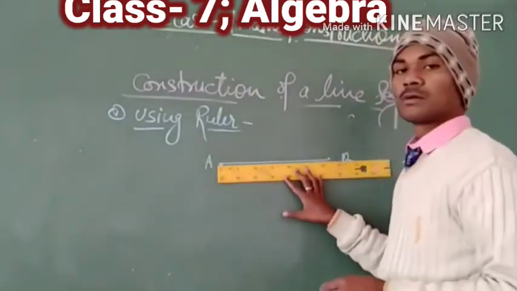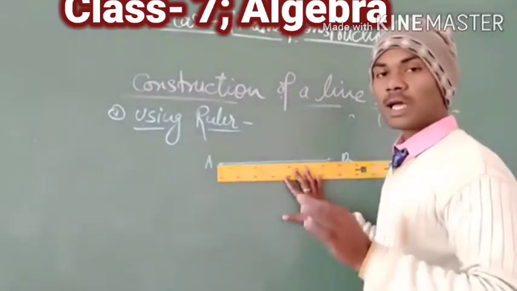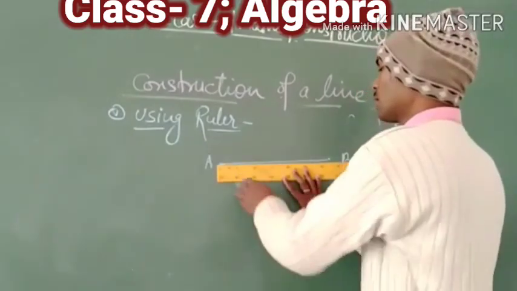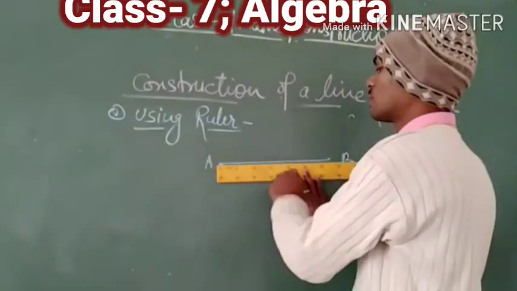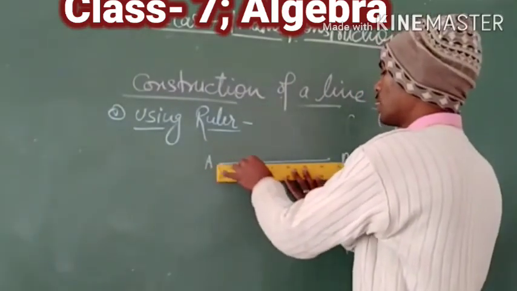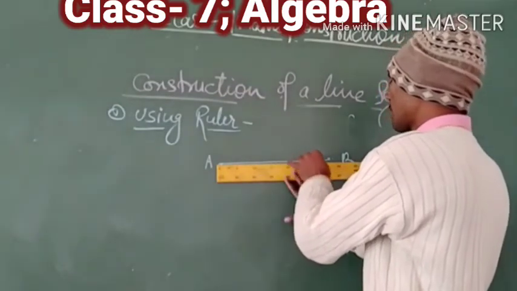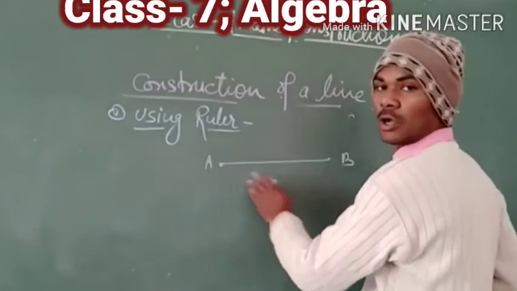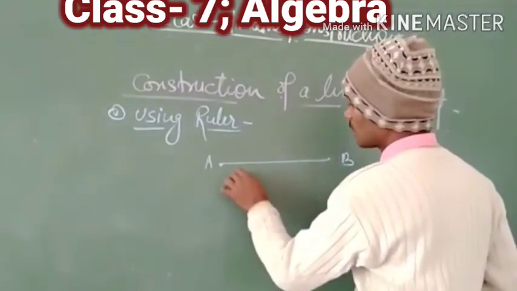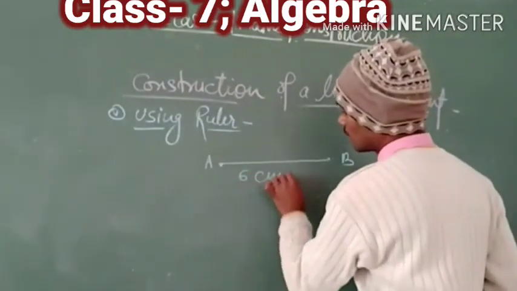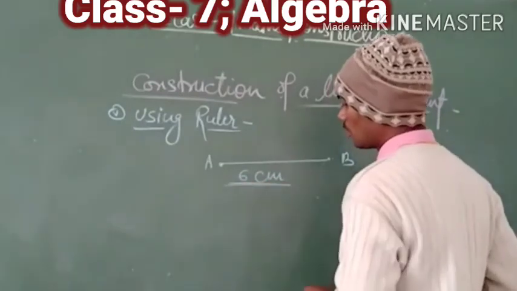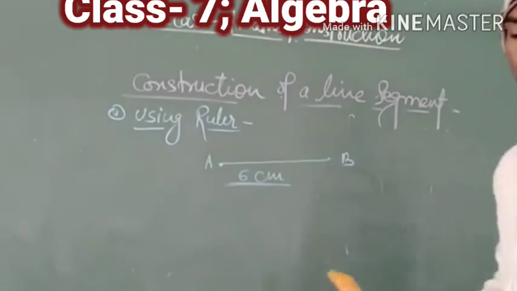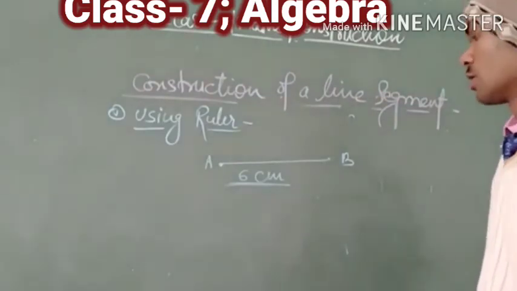Okay, and if the question asks to find the length of the line segment, then we count it from 0: 0, 1, 2, 3, 4, 5, 6, and hence we can say that the length of this line segment is 6 centimeters. Okay, so in this way we can draw a line segment using the ruler.